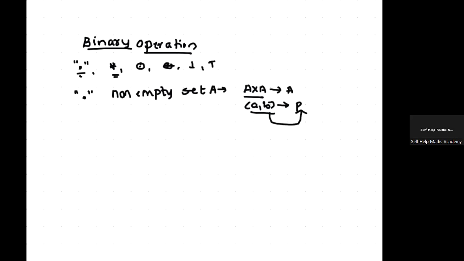For example, we call it the product of a and b under the binary operation dot. So these are the symbols with which we'll be denoting our binary operation. Let's see some examples for more clarity.